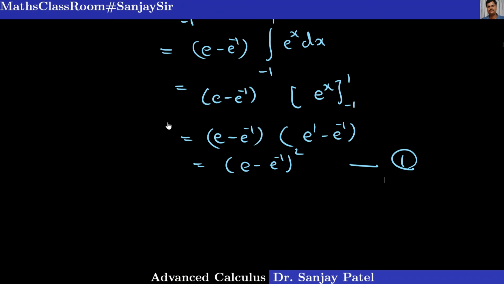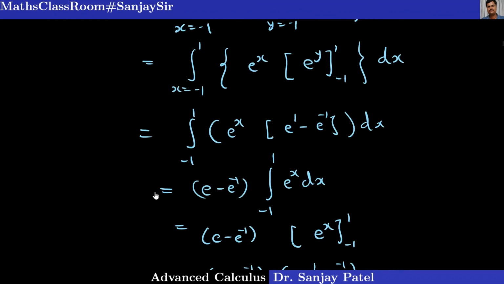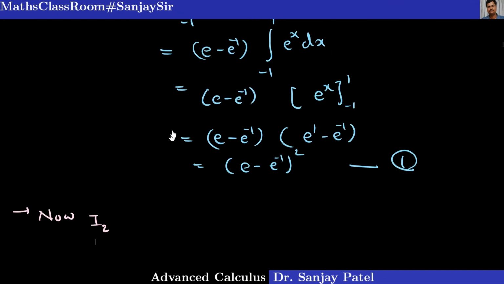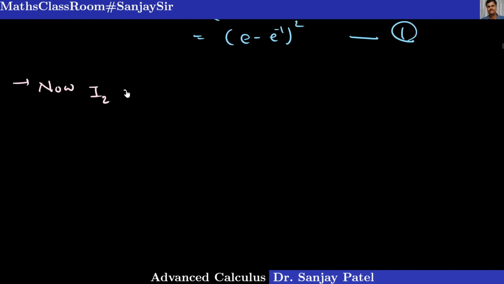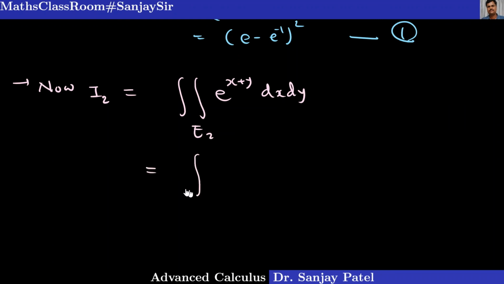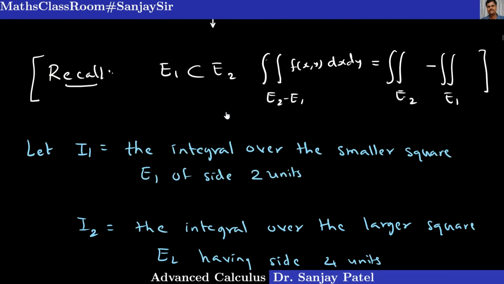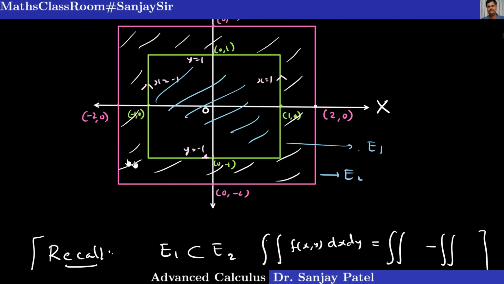And for the second integral, that is I2, this was I1. So I2 is the integral over the larger square, which is E2, the double integral of the function e raised to x plus y dx dy over the larger square E2. And that is very simple again, because the larger square is bounded by these 4 lines: x equal to minus 2, x equal to plus 2, y equal to minus 2, and y equal to plus 2.